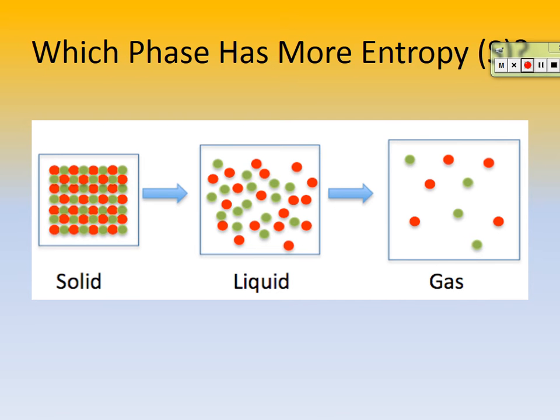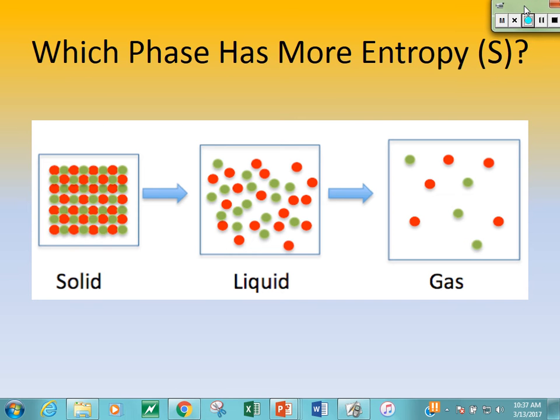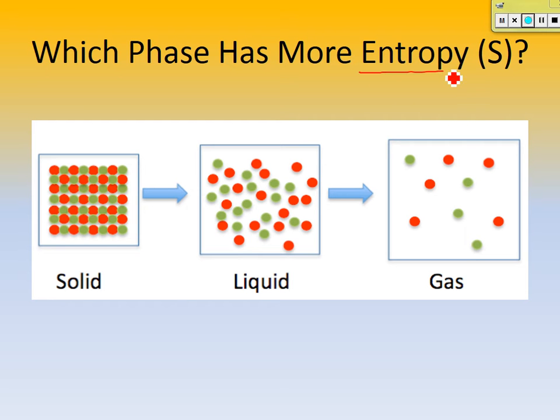Okay, so let's answer this question, guys. Let's see if you got this. Which phase, solid, liquid, or gas, has more entropy? Gas. When I say entropy, you should think what? Disorder. Which one has more disorder? The gas phase. How come? That's right, but how come?